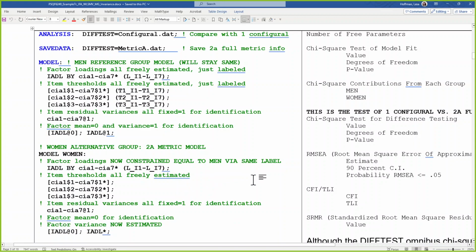So how many degrees of freedom did we save? 6 it is, because we had 7 loadings in each group before. Now we only have 7 total, so we had 7 loading constraints, but we also had to give up a factor variance, so that brings us to a net 6 parameters saved.